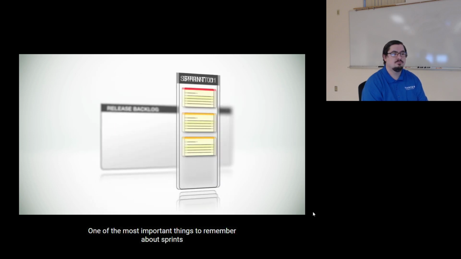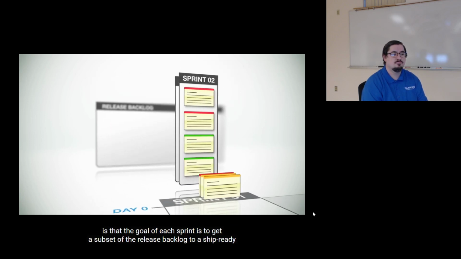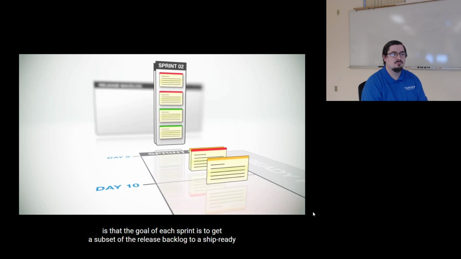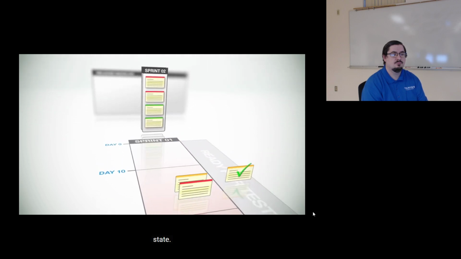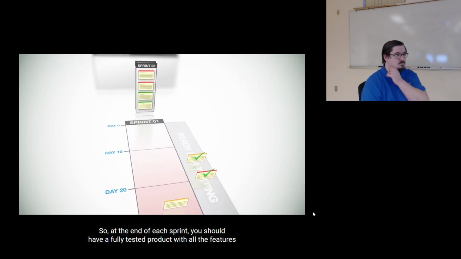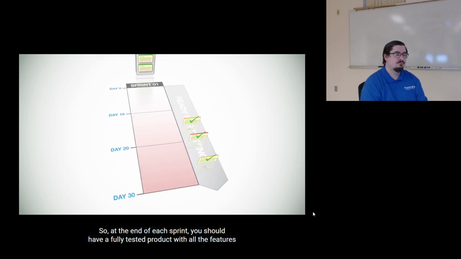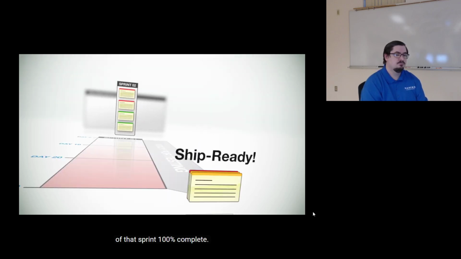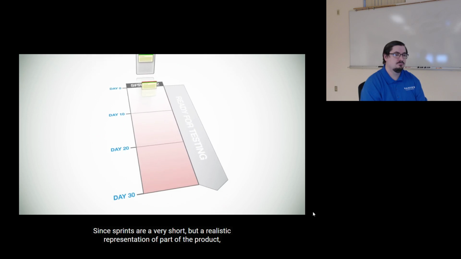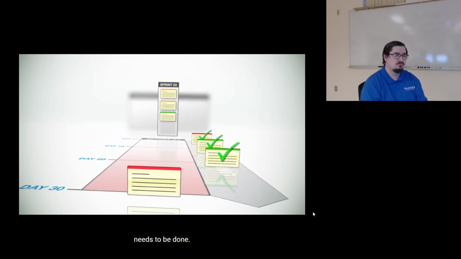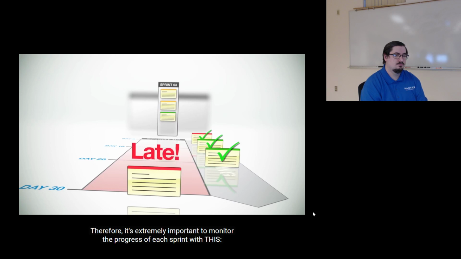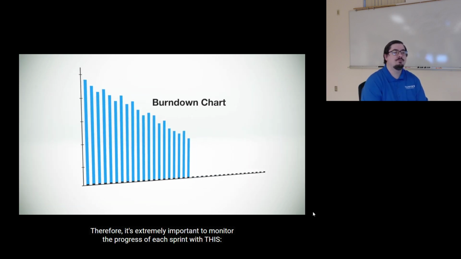One of the most important things to remember about sprints is that the goal of each sprint is to get a subset of the release backlog to a ship-ready state. So at the end of each sprint, you should have a fully tested product with all the features of the sprint 100% complete. Since sprints are a very short but realistic representation of part of the product, a late finish of the sprint is a great indicator that the project is not on schedule and something needs to be done. Therefore, it's extremely important to monitor the progress of each sprint with this, a burndown chart.